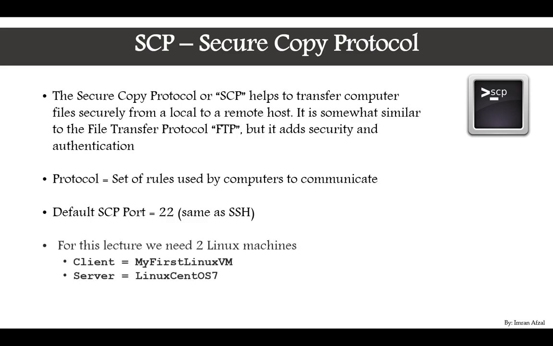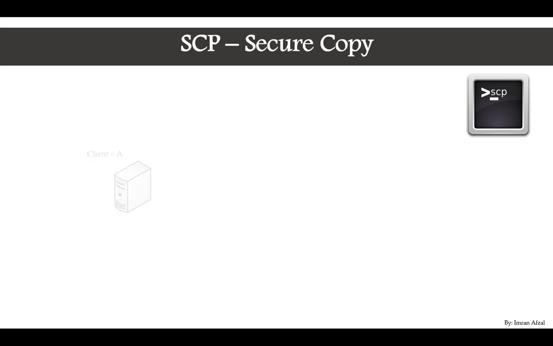Now, for this lecture, again, we needed two Linux machines. One is for the client and one is for the server. The client is where we have the file, and the server is where we want to transfer that file to. For the client, I have my Linux machine and it is called my first Linux VM. For the server, I have a machine exactly the same as the client, but I named it Linux CentOS 7.